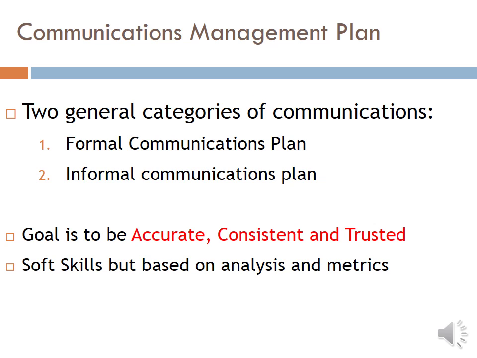Communication management plan. Two general categories of communications: formal communication plan and informal communication plan. Formal communication refers to the interchange of information officially. The flow of communication is controlled and is a deliberate effort, while informal communications are not part of the formal structure of an organization. Informal communications include speaking to a person about the weather, writing an email about your holiday, sending a birthday card, or talking to someone at the grocery shop.